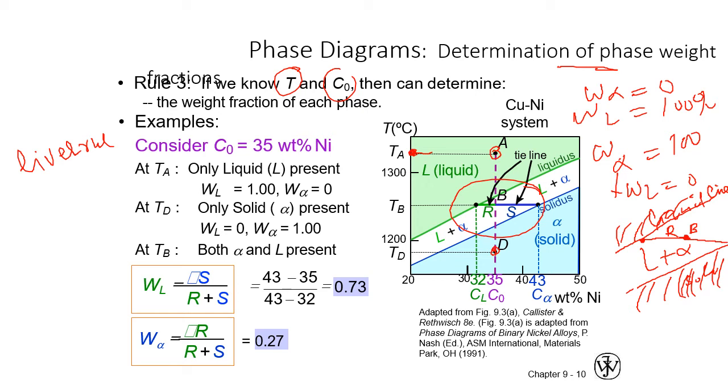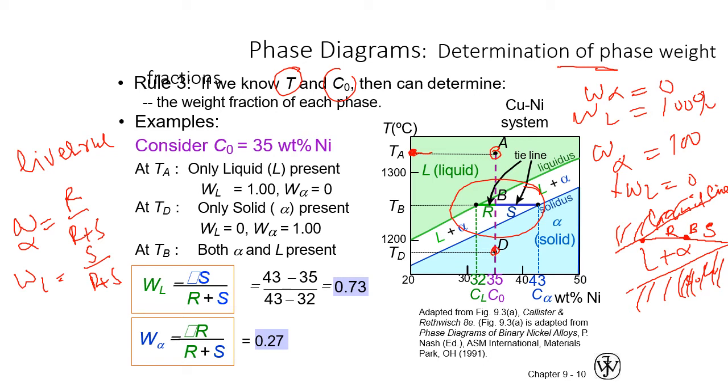And you will call this distance S, right? So now if you want to determine the composition of the solid, for the solid you will write W of alpha equal R divided by R plus S, and for the liquid you will write S by R plus S. Okay, so now determine what is R and what is S.